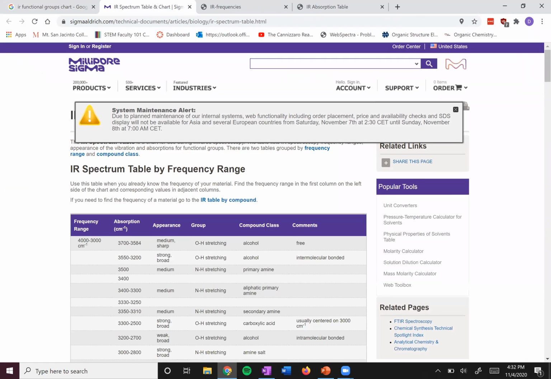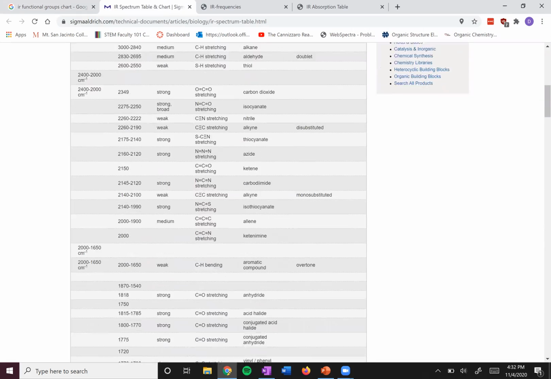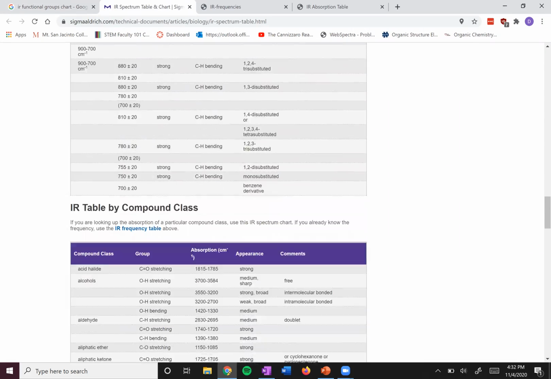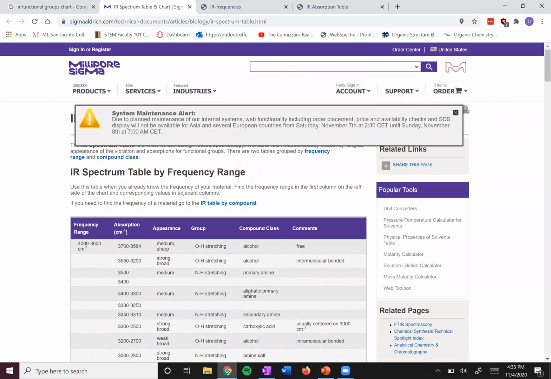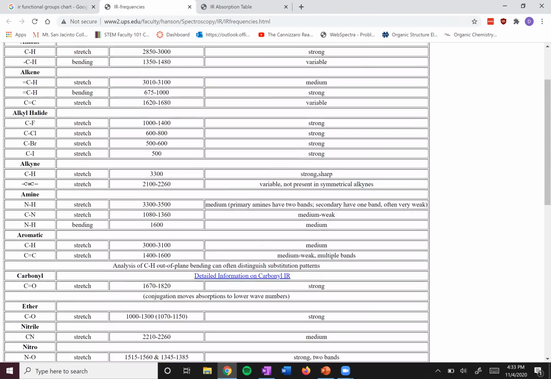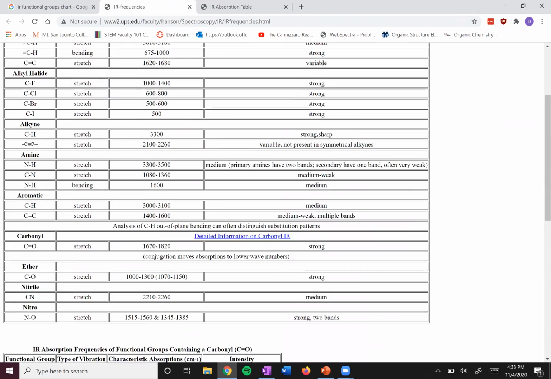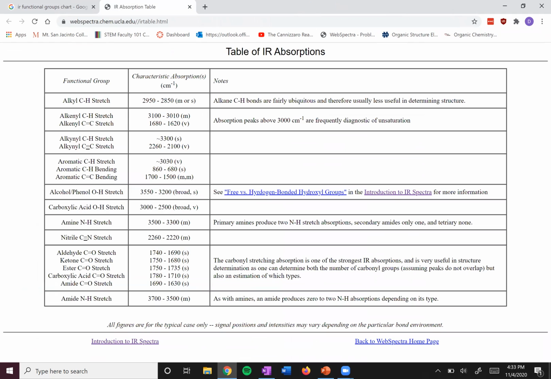Here's one from Sigma, right? This one's extremely detailed. You see there's all kinds of stuff. Not really that useful for our class. I mean, you see it's just too much. I don't like that one too much. This one's better. It's pretty good. I just don't like the formatting of this one. I like this one the best.